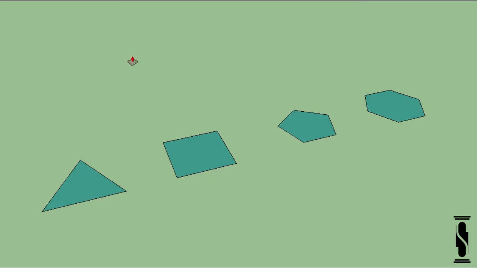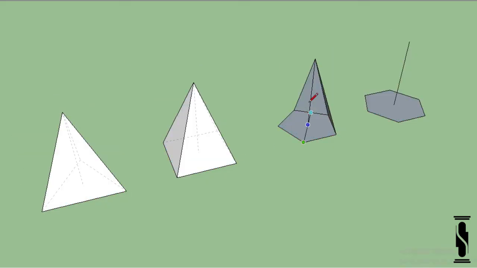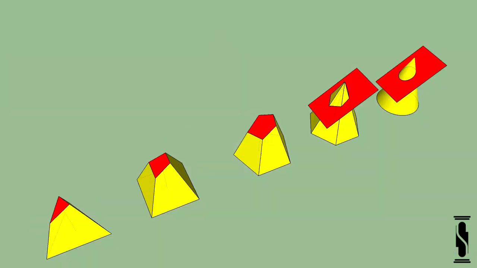In today's tutorial, we are going to learn the evolution of point, line, plane and form. So without any further delay, let's get started.